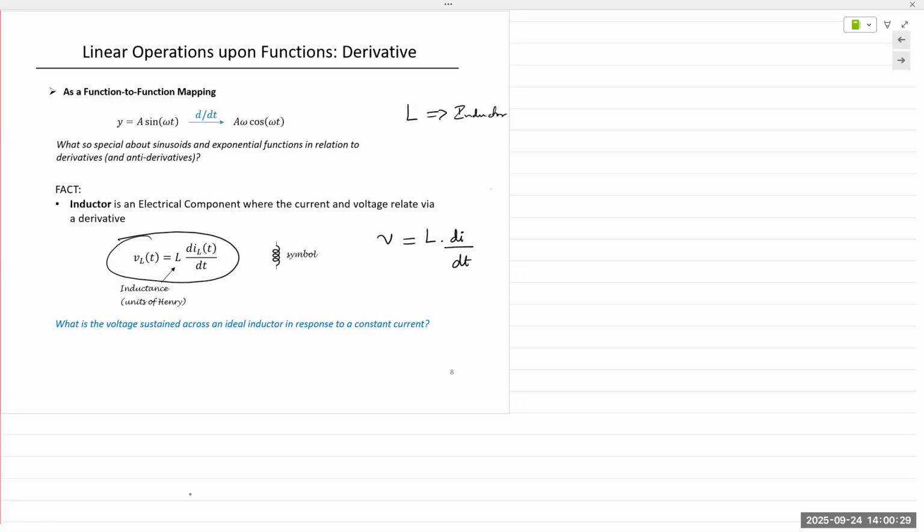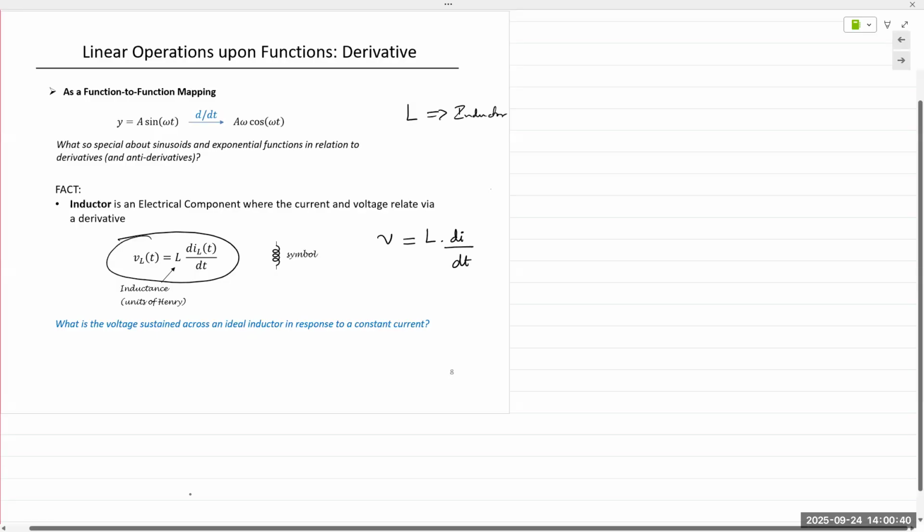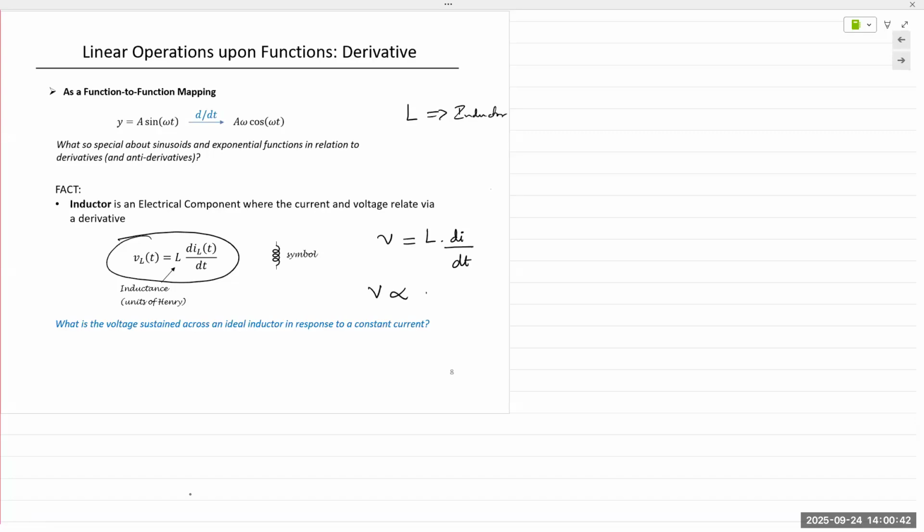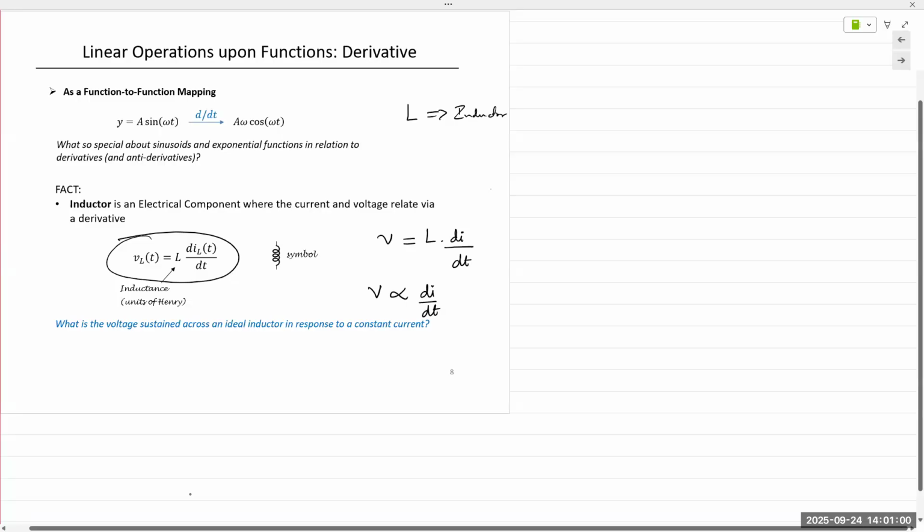So for an inductor, the relationship between the voltage and the current is given by this equation. Inductor voltage V is L di over dt. So the voltage is proportional to the derivative of the current. Remember, for a resistor, we had voltage proportional to the current itself. V is proportional to I. The constant of proportionality was the resistance R, which is how we get Ohm's law. V equals IR.